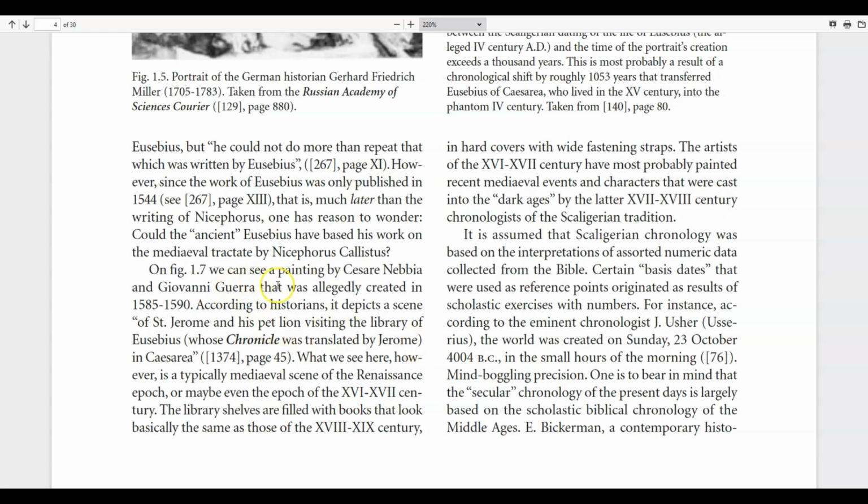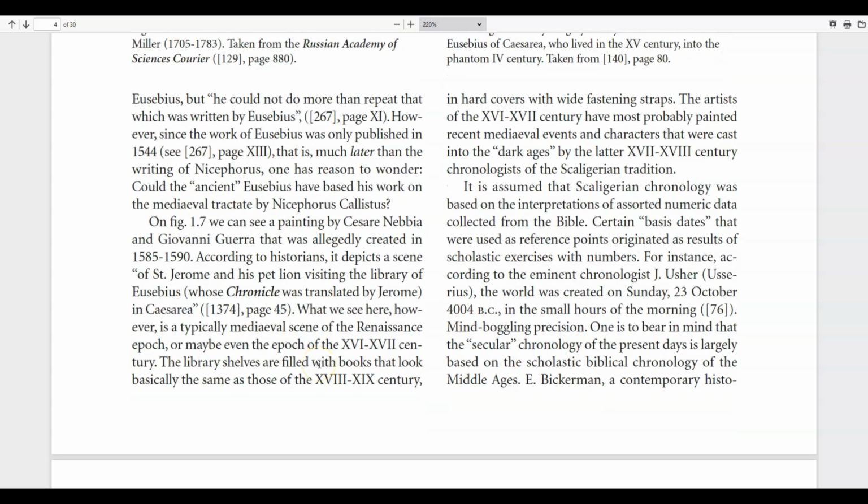And just a bit more, we can see a painting by Cesare Nebbia of Giovanni Guerra that was allegedly created in 1585 to 1590. According to historians, it depicts a scene of Saint Jerome and his pet lion visiting the library of Eusebius in Caesarea. What we see here, however, is a typically medieval scene of the Renaissance epoch, or maybe even the epoch of the 16th to 17th centuries. The library shelves are filled with books that look basically the same as those from the 17th or 18th century, in hardcovers with wide fastening straps.